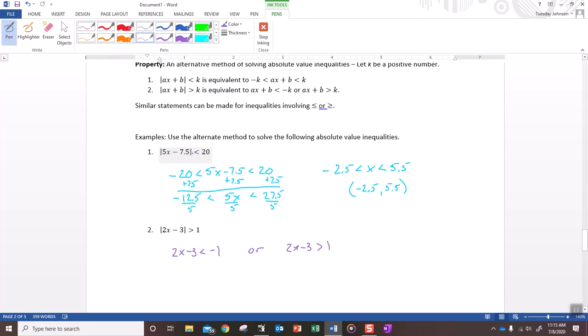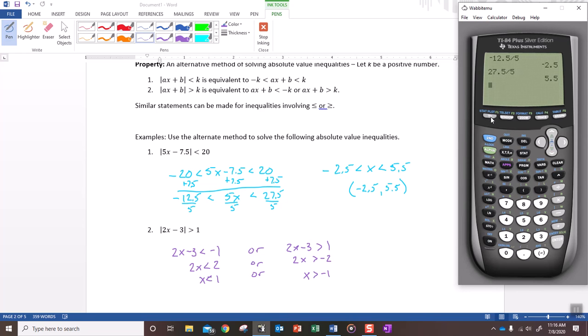Absolute value of 5x minus 7.5 is less than 20. You can see that here. But the negative 20 goes on the left because it's between. Here, we have to change this inequality a bit. We have to change the sign so it gets flipped around. When we add 3 to both sides, 2x is less than 2. Divide by a positive 2, and I'll get x is less than 1. When you subtract 3 on this side, we get 2x is greater than negative 2. When we divide by a positive 2, we'll get x is greater than negative 1.